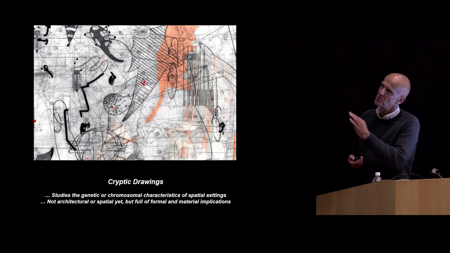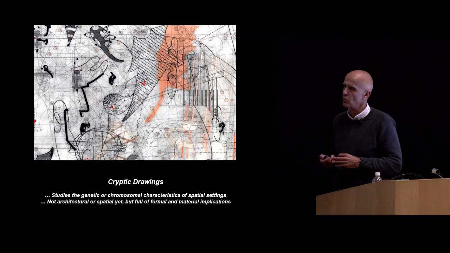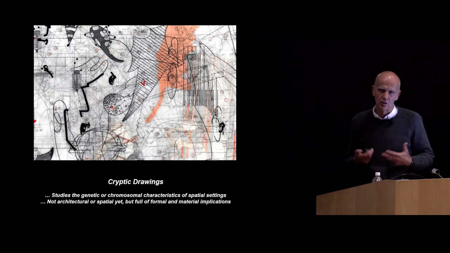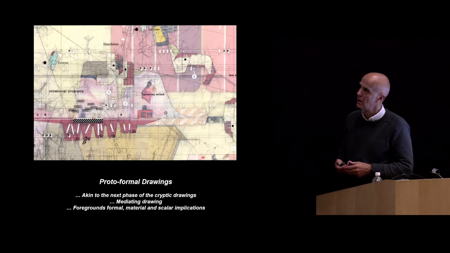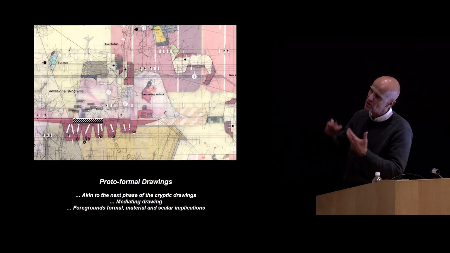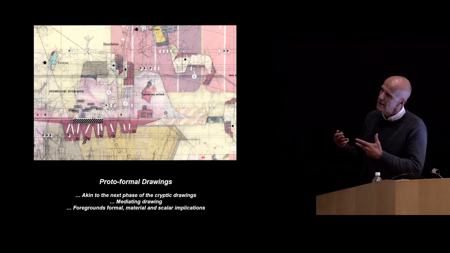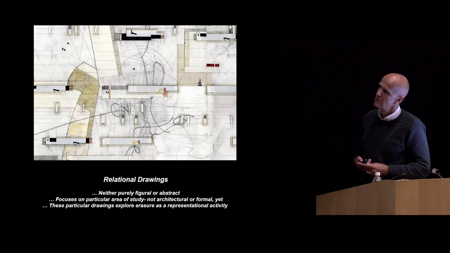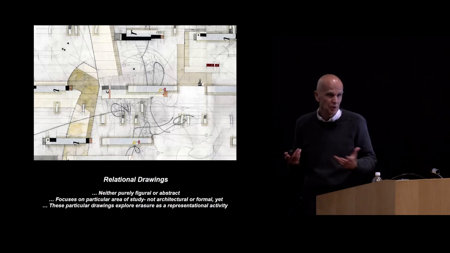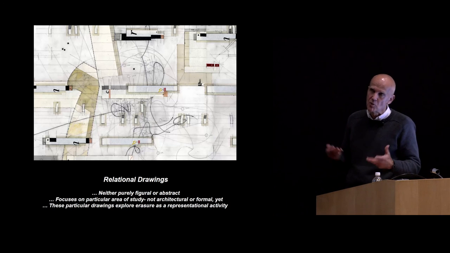These drawings are developed for very specific phases in the work, things I'm trying to work on. Cryptic drawings have to do with, let's say, the genetic or chromosomal structure of work. Proto-formal drawings are prior to form, but have indications of geometry, material properties, organizational logics. Relational drawings, where you're just working on relationships, in this case, erasure, just working on problems of erasure and censoring, bleaching out.